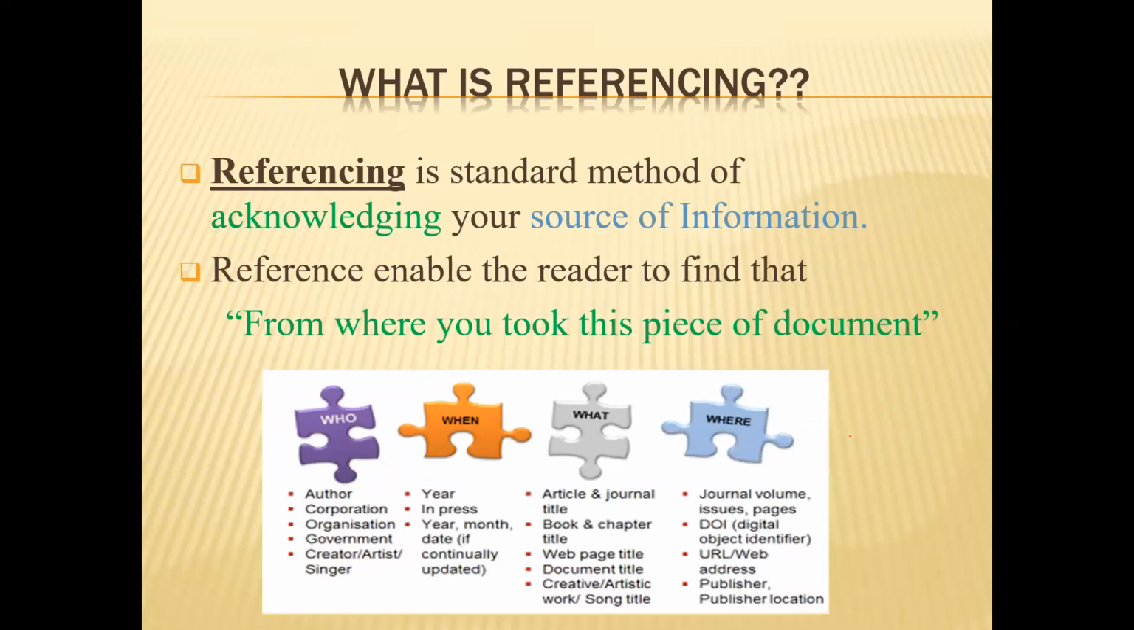When you are referencing something, you are managing four things. Who wrote this, when he wrote this, what he wrote, and where he published it. So these four W's you have to mention when you are referencing. Who, when, what, where. Who means who is the author, who is the organization, if he is a creator, anyone. When, in which year, on which dates, on which months he published. What, is it an article, a journal title, a web page, a document, what it is. And where, where it is actually published, on which platform.